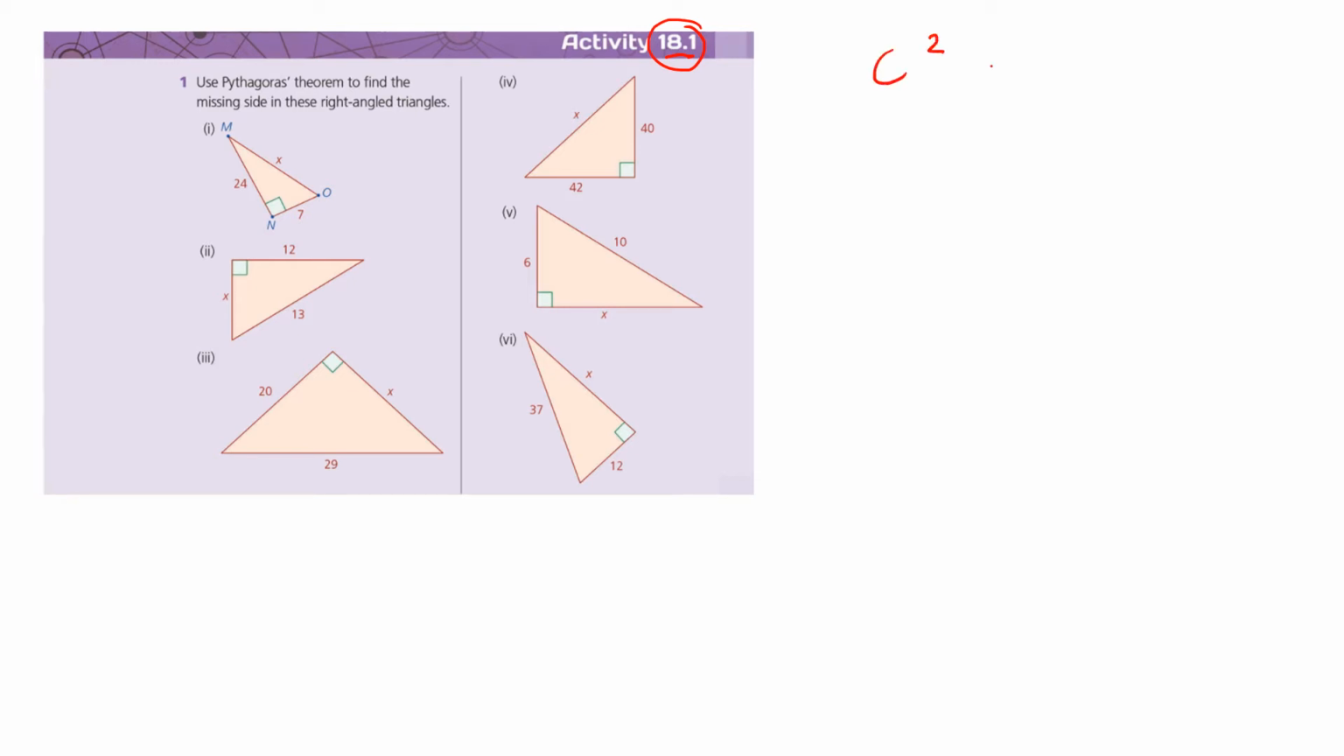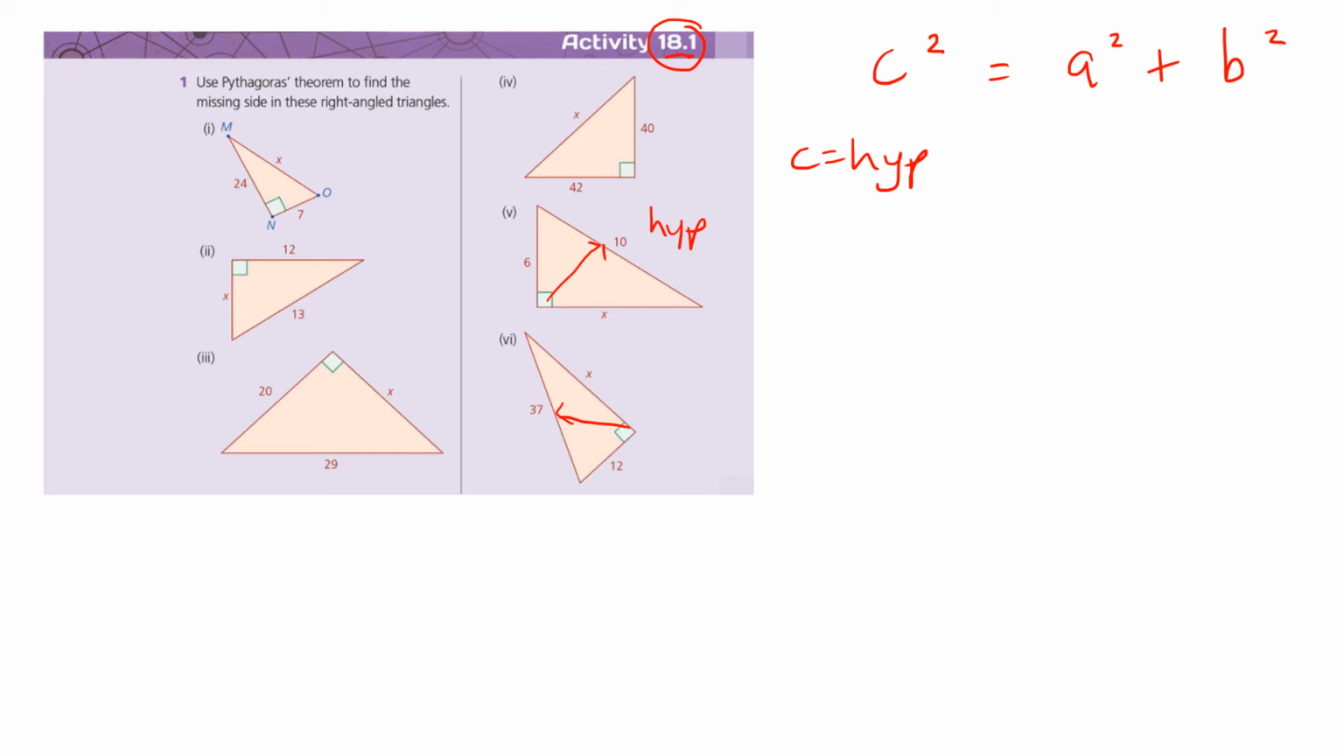Remember that your theorem said c squared is equal to a squared plus b squared, and c is the hypotenuse. So c is the length that's opposite the right angle. So this is your hypotenuse. This is your hypotenuse. So you need to substitute your hypotenuse into the correct place. I'm going to rub out some because I can't see what it says there anymore. Okay, so let's have a look at that one there.